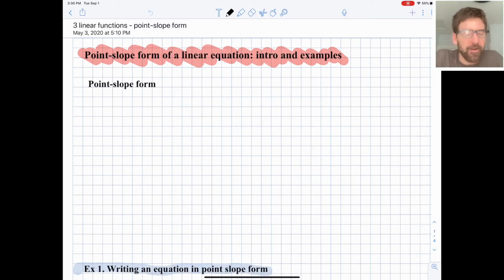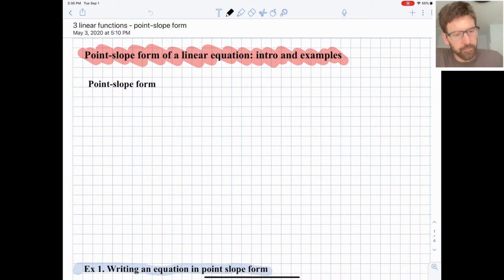All right, this is a video on point-slope form of a linear equation, and we will start with an introduction and then do a couple examples. So point-slope form is one of the three forms we'll be talking about, all of which represent linear equations, and they all have their pros and cons and advantages and disadvantages, okay?